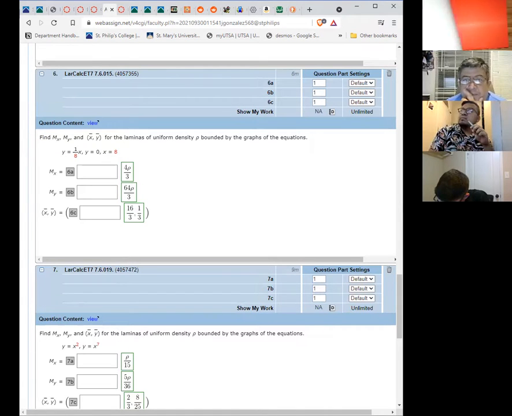Yeah, let's do 6 real quick. That's fine. I think 6 compared to the last one. So example 3, problem 6. Y is equal to 1/8 x. Y equals 0, x equals 8. So we had that shape that I graphed earlier.